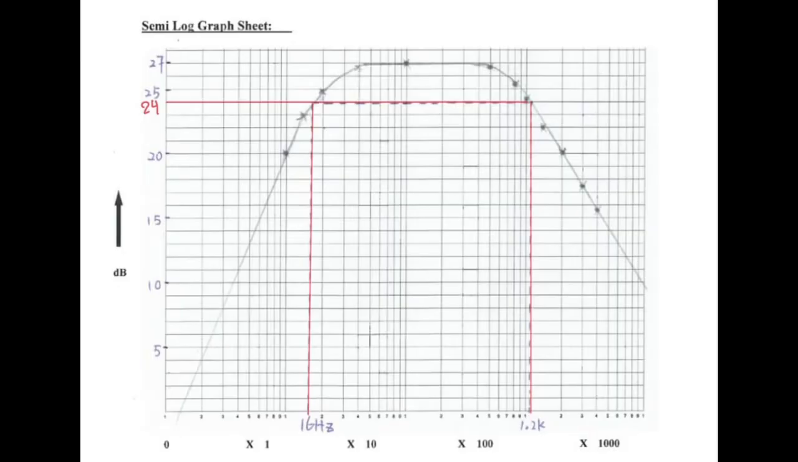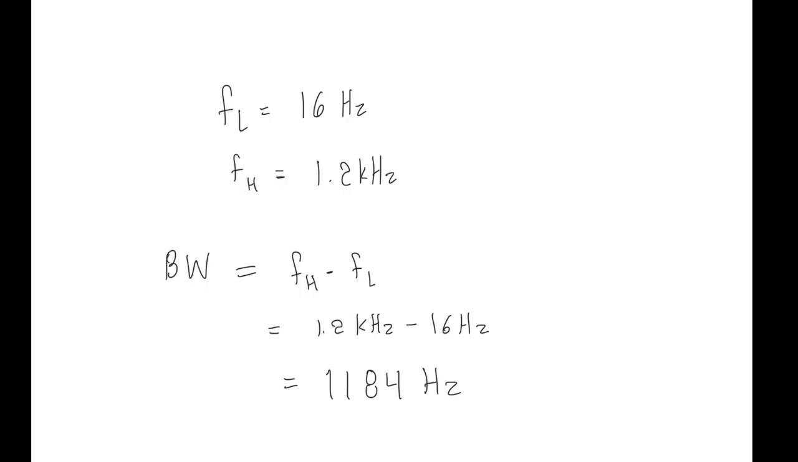So based on the frequency response curve, the minus 3 dB line will be at 27 minus 3, which is 24 dB. So the low frequency is at 16 Hz, while the high frequency is at 1200 Hz. Therefore, the bandwidth will be 1.2 kHz minus 16 Hz, which gives the result of 1184 Hz.